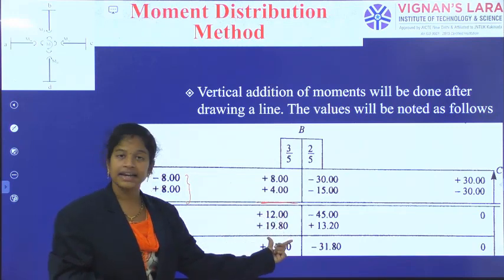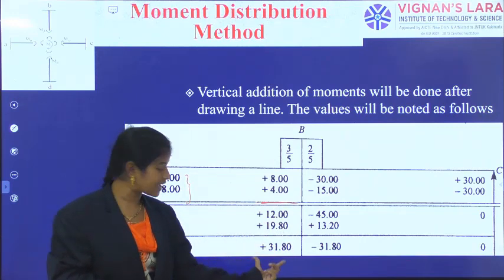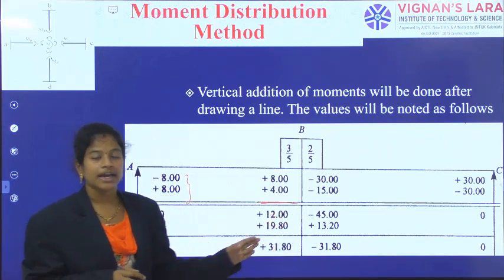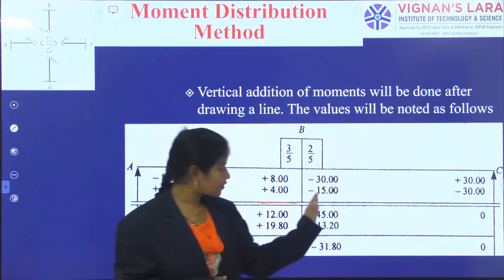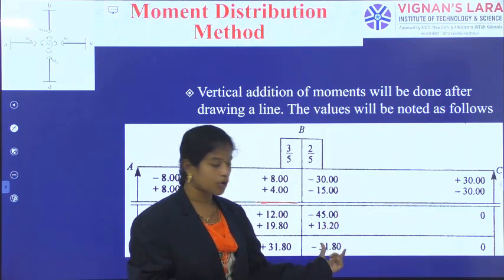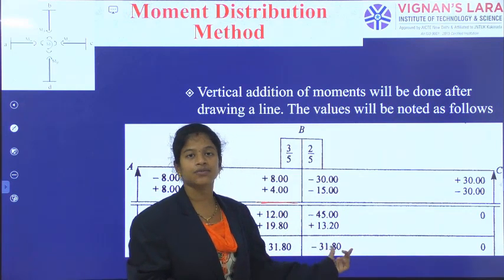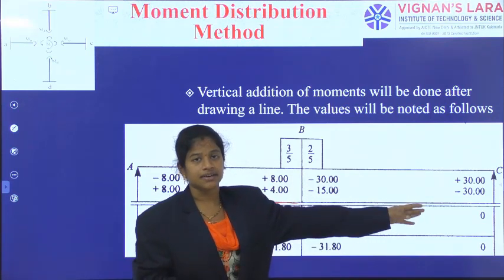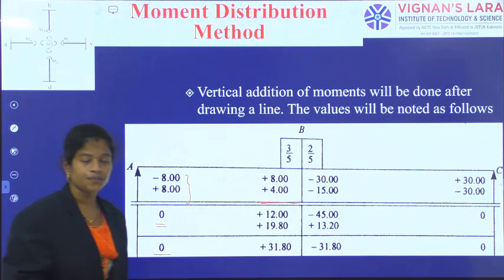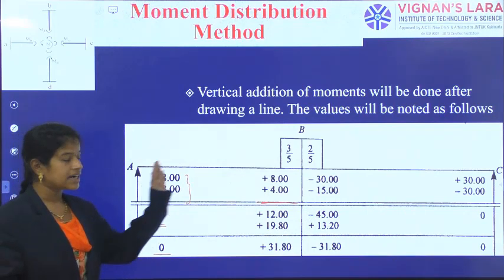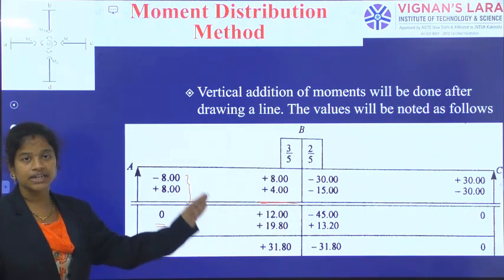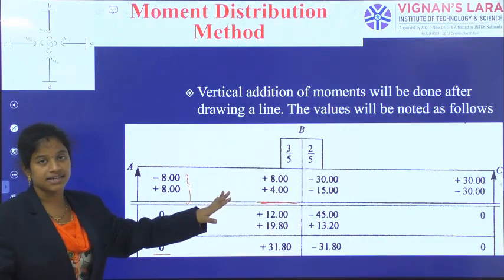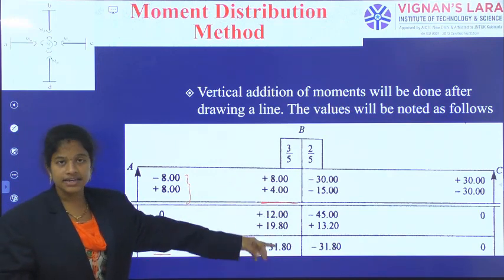So, 12 and 19.8. Addition of these two, we have got 31.8. So that is the final support moment at B towards A. And then on the right side, minus 45 and plus 13.2, and we have got minus 31.8. So this is the support moment at B towards C. And at C it is 0 as it is. So finally, we have got the distribution table like this with the vertical addition. And please remember, the portion above these solid lines you will not consider. Once you have given this, that is final only.